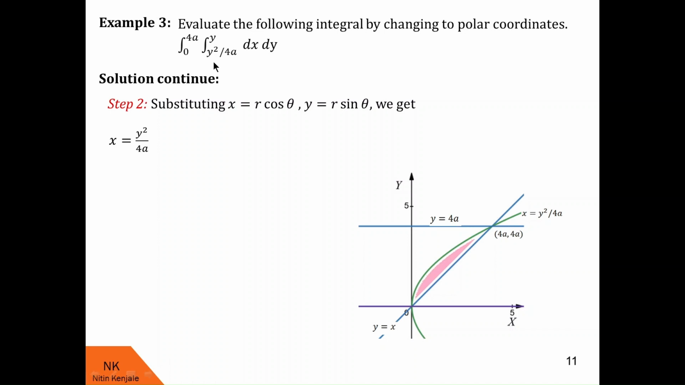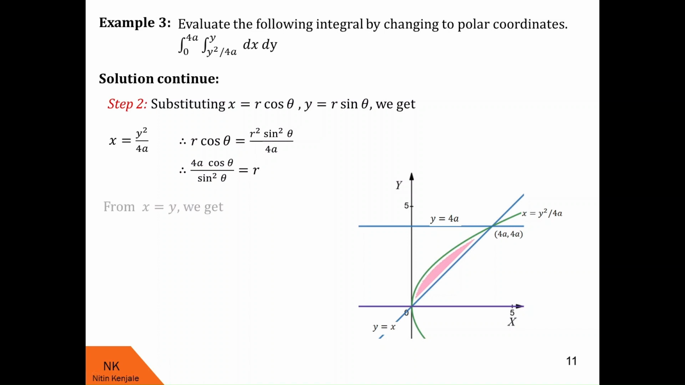Consider this equation x is equal to y square by 4a. After substituting r cos theta and r sin theta for x and y respectively, we get r cos theta is equal to r square sin square theta upon 4a. This r and square will get cancelled. We get cos theta is equal to r sin square theta upon 4a. Therefore, r is equal to 4a cos theta upon sin square theta. This is just a little bit rearrangement of the terms.